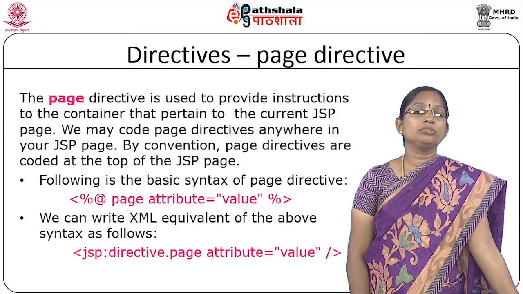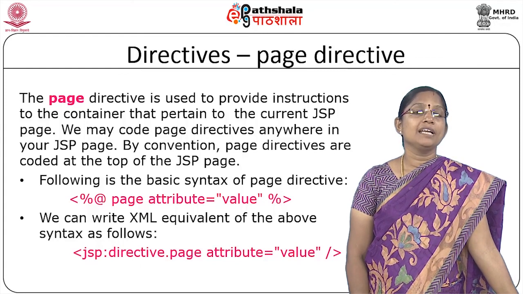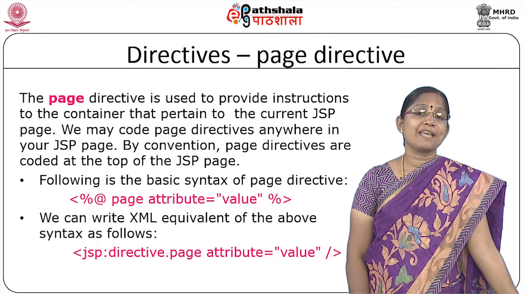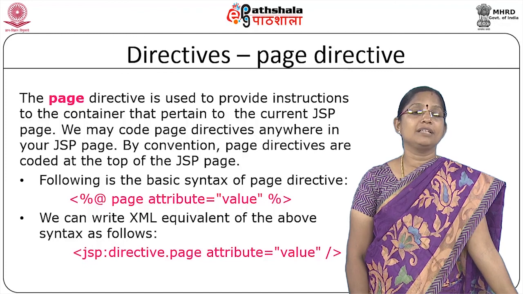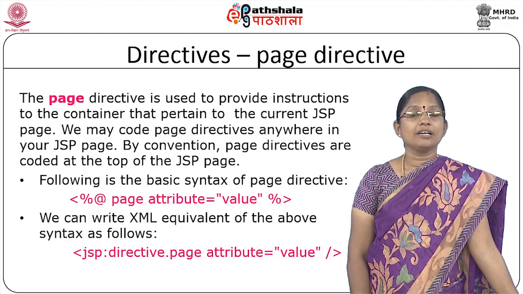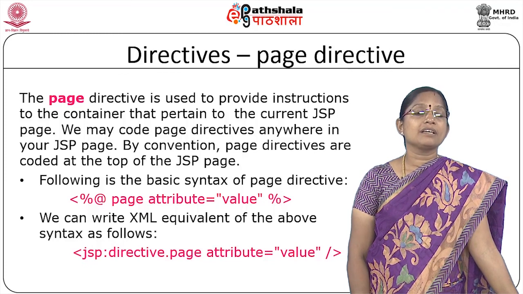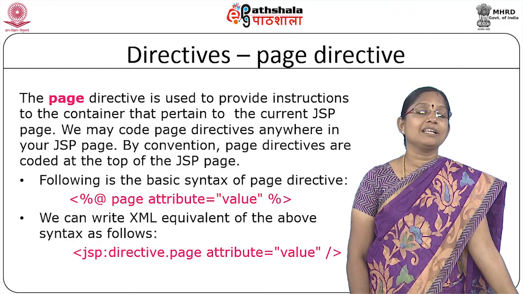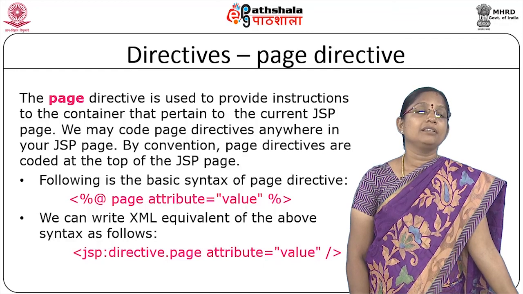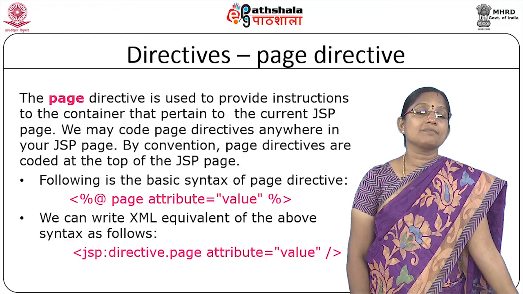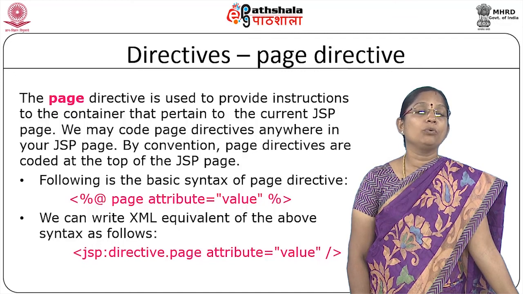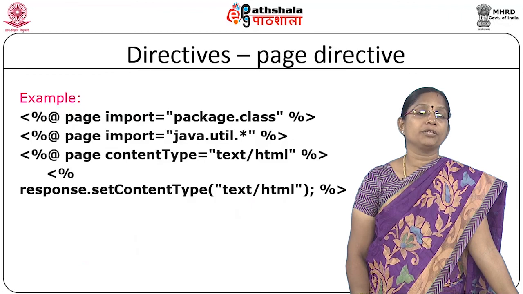You can look through the syntax of the page directive. It starts with a percentage symbol, because every directive has to be started and ended with a percentage symbol. Not only directives, all kinds of JSP tags start with the percentage symbol. So, the page directive starts with the reserved word page, then some attribute, and the value is the value we give for that attribute.